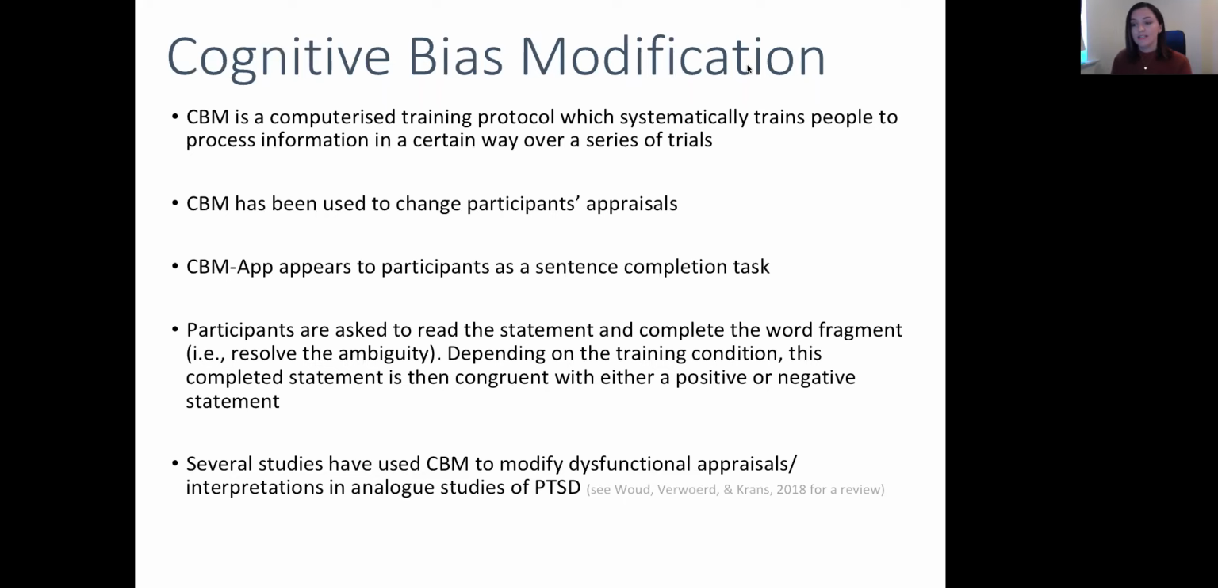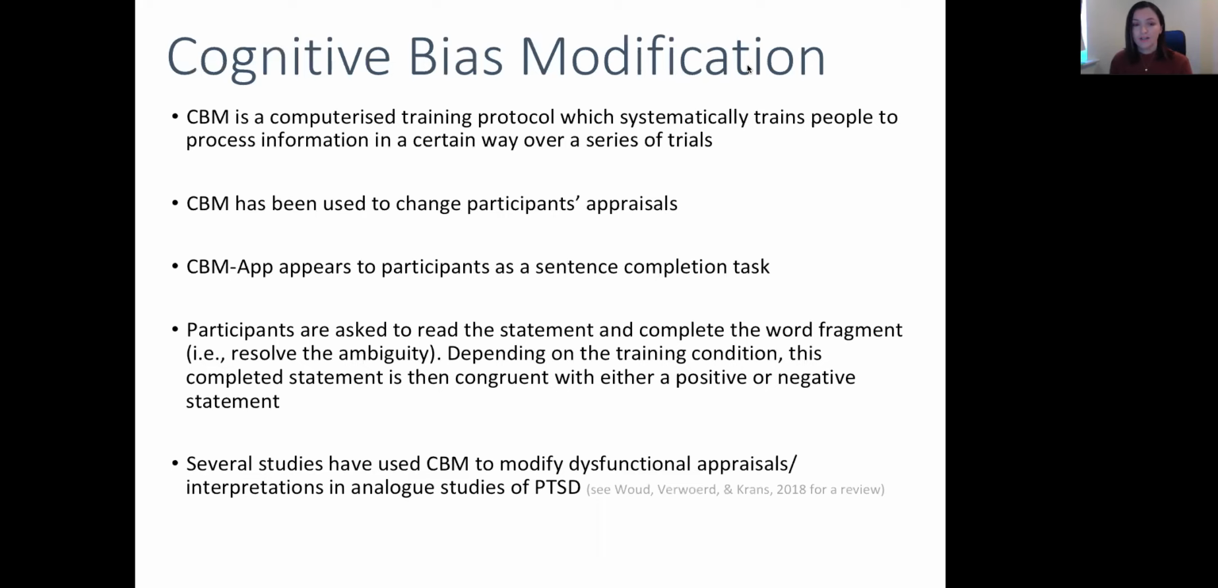More recently, however, CBM has been adapted to help target appraisal styles, so to train people to adopt healthier, more functional appraisals. And the CBM task itself appears to participants as a sentence completion task. So participants are asked to read a statement that ends in an incomplete word fragment. So it's their job to complete the word fragment, which, when complete, is then consistent with either a healthy or functional appraisal or an unhealthy or dysfunctional appraisal, depending on the training group that they're allocated to.